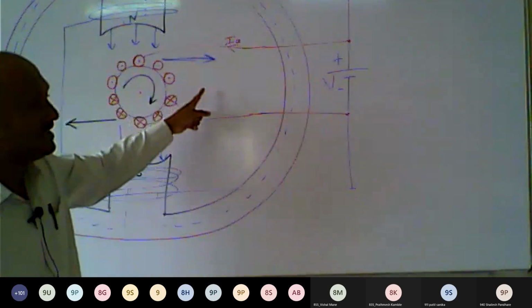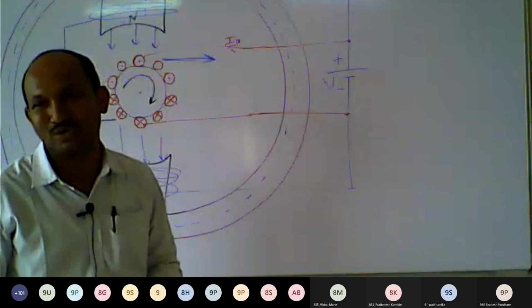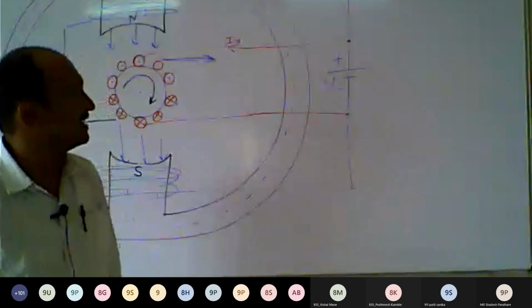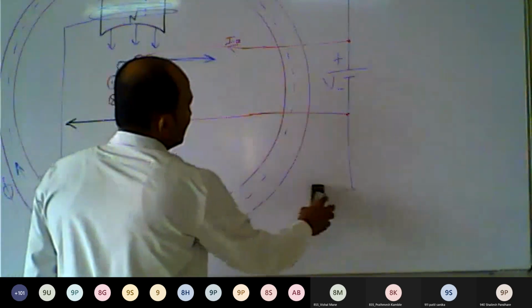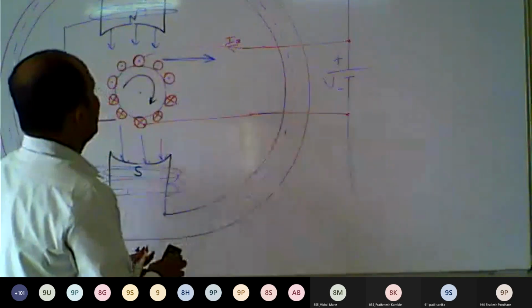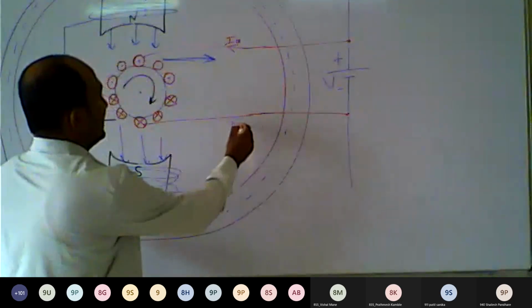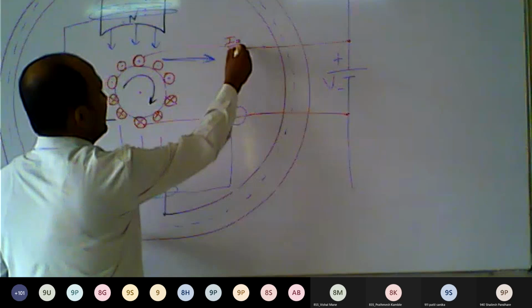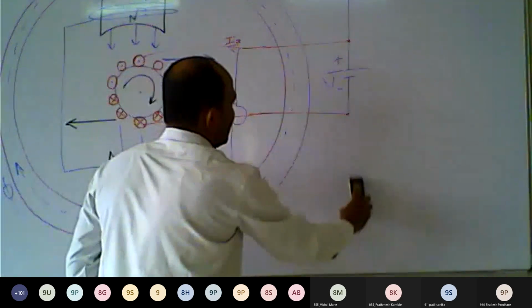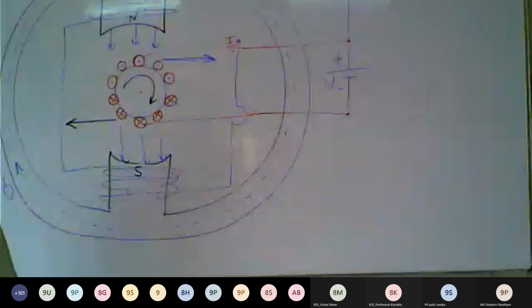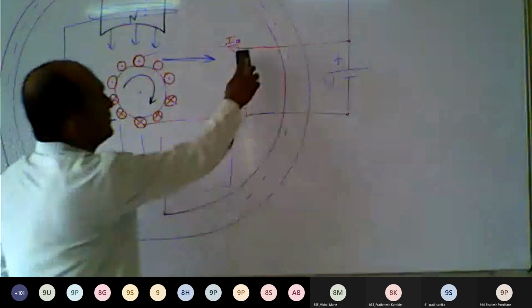If these two windings are connected in series, then such a motor is called a series DC motor. In this case the connections are different. The field winding is connected to the armature winding, and this armature winding is connected to the voltage source. So these two windings are connected in series. You can see here.